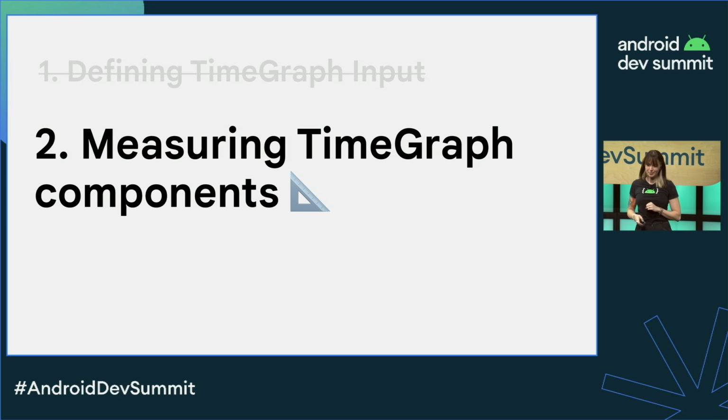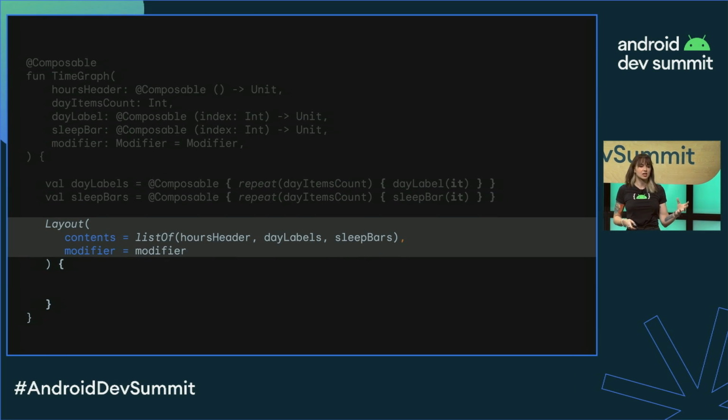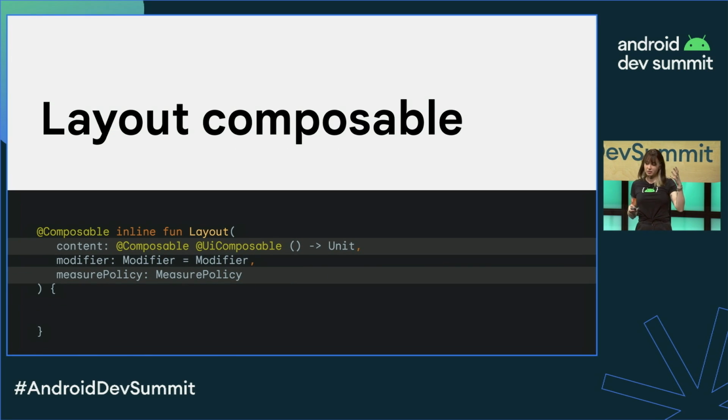Now for the second step, measuring all components. Every custom layout starts by calling the layout composable. And this composable is actually the key core component of the Compose layout system. It accepts composable content for laying out the children, and as well the policy for measuring and sizing these same children. So all higher level layouts like rows and columns are built on top of this composable.